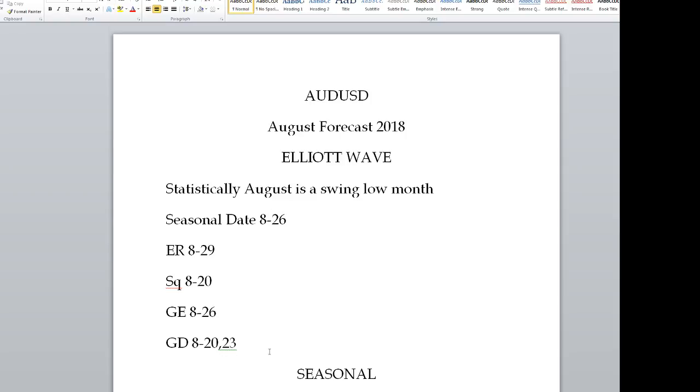So these are the dates I'm looking at if I'm going to stick with the bears for a swing low in August. You can look it up. Don't believe anything I say. You can do the statistics, back test this, get as much data as you have, and you're going to see that August is normally a bearish month where Aussie makes a swing low.